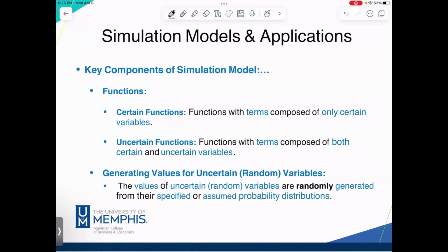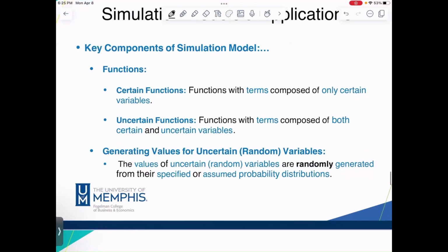And the first thing we will do is, as I said, generate the values for these uncertain random variables, okay? So we will know a probability distribution, and we will generate a random value from that probability distribution.